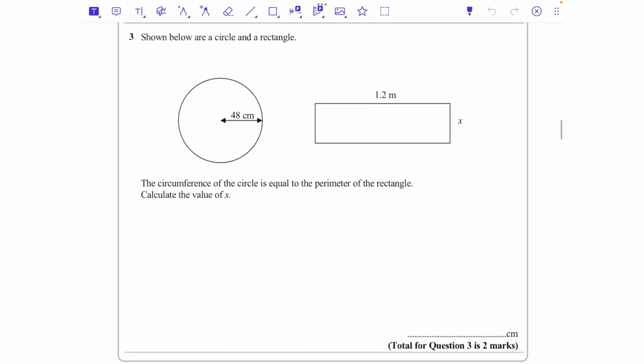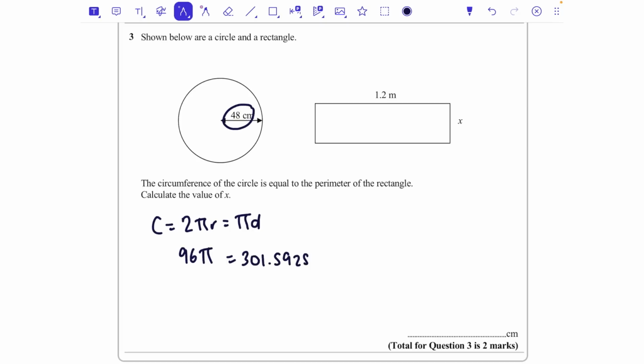So our circumference is found by doing 2 pi r, or you might know it as pi d. But either way, we're going to need to take this radius, double it, and multiply it by pi. So 48 times 2 gives us a diameter of 96, and so it's 96 pi. Multiply that by pi, and we get 301.5928947 centimetres. Okay, that is the circumference of the circle.